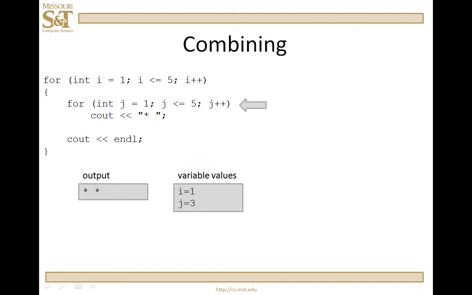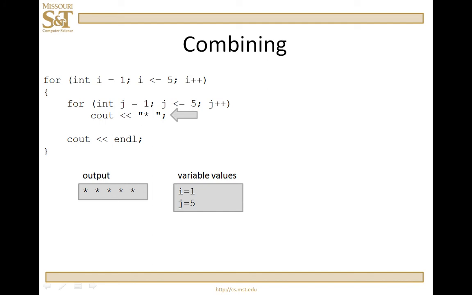Then we increment, once again, we're going to increment j. Check it. Is it less than 5? Yes. Output a star. Increment, 4 now. 4 is still less than 5. We check. Output a star. Increment, j is 5. Is 5 less than or equal to 5? Yes. So we output a star.